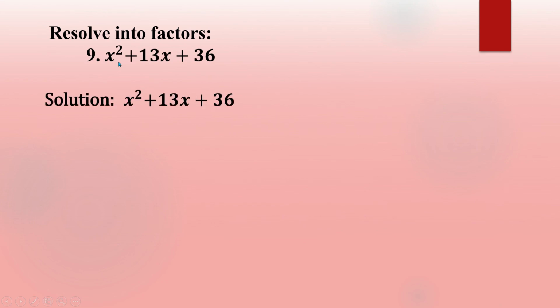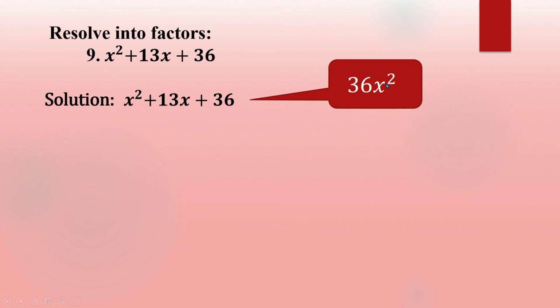Number 9, resolve into factors. Here middle factors, that means the middle term will be broken. Here x square plus 13x plus 36. Okay, so after multiplying this and this, the result will be 36x square. Now we will break the middle term, that means plus 13. As a result, after adding we'll get plus 13x, and after multiplying we'll get 36x square.